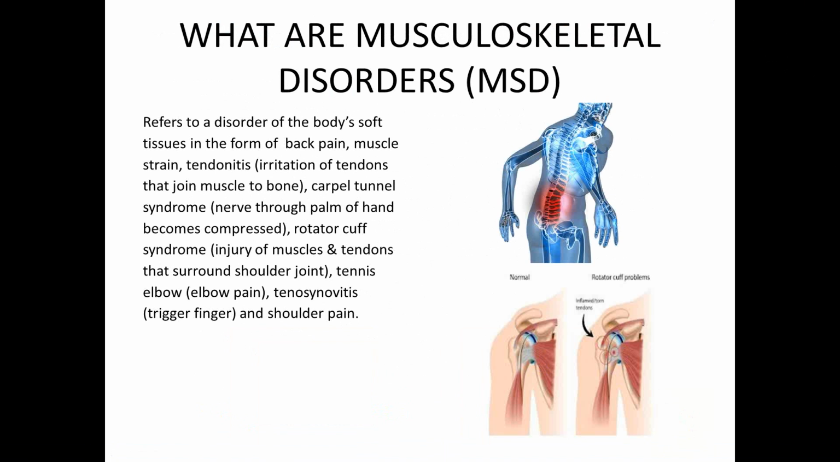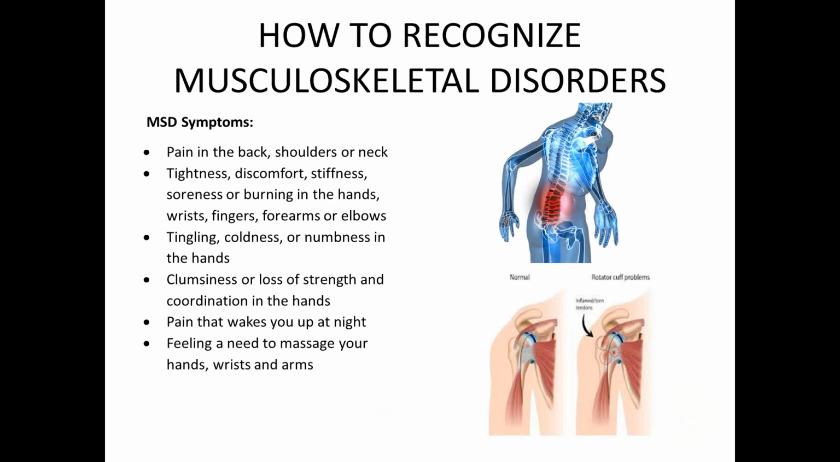Rotator cuff syndrome, this is injuries to muscles and tendons around the shoulder joints, quite typical in sports. Tennis elbow, which is elbow pain caused by repetitive action. Tenosynovitis, which is trigger finger or shoulder pain, and they're just some examples of where these injuries manifest themselves in the body.